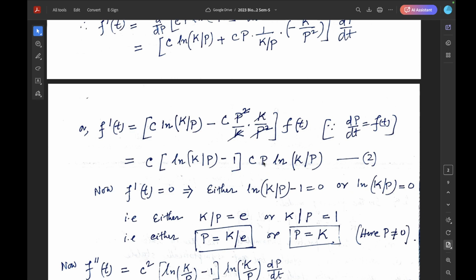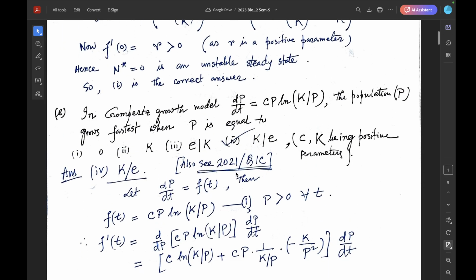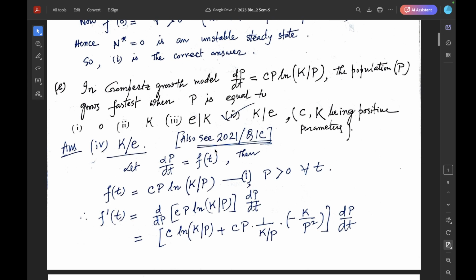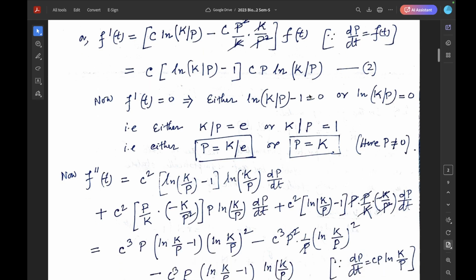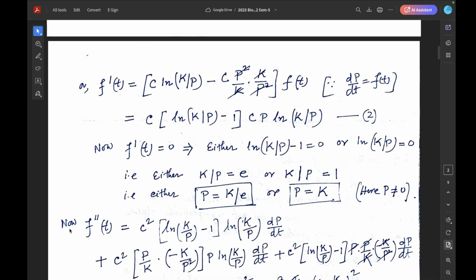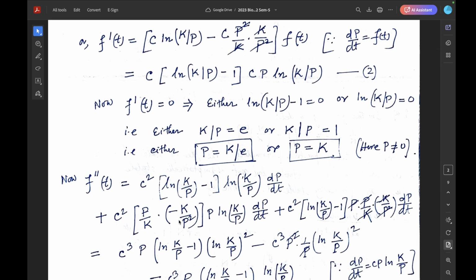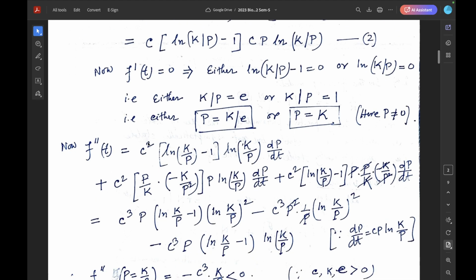And from this p equal to 0, but here p is not equal to 0, it is a positive parameter, because if p equal to 0, this is undefined. So either p equal to k by e or p equal to k. Then f double dash t, this derivative again with respect to t, we get c square into this plus c square into this plus c square into this.